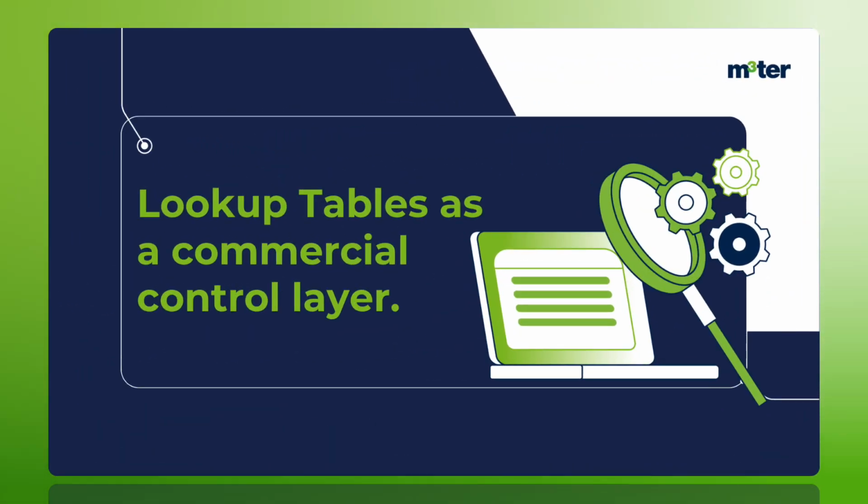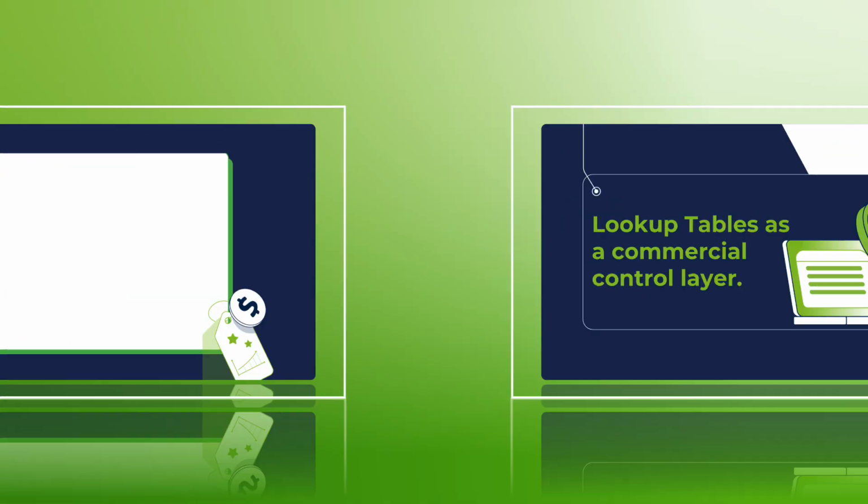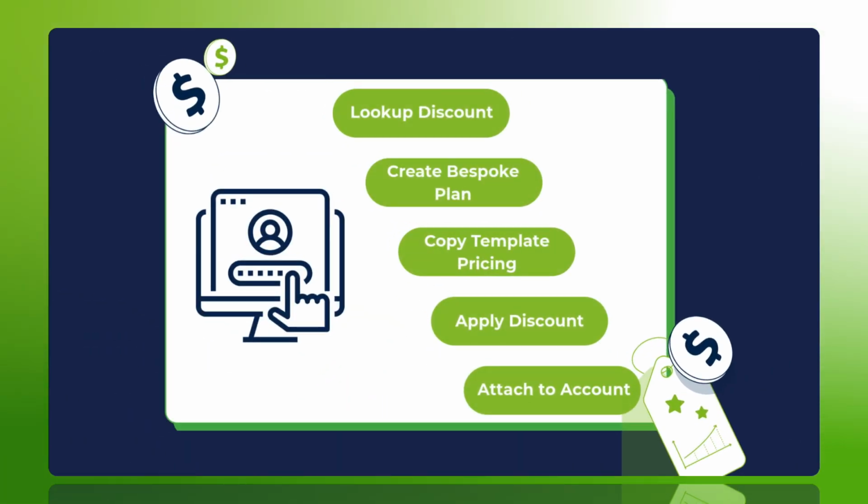The idea is simple but powerful. We use a lookup table as a commercial control layer. Instead of hard-coding pricing logic into plans, we externalize it into structured, version-controlled data. When a new account is created, we look up its discount rate. We generate a bespoke plan from a template. We clone all segmented pricing. We apply the discount automatically, and we attach the plan to the account, all without human intervention. This is programmable commercial logic.